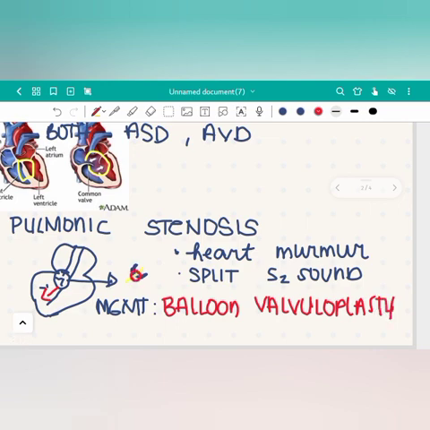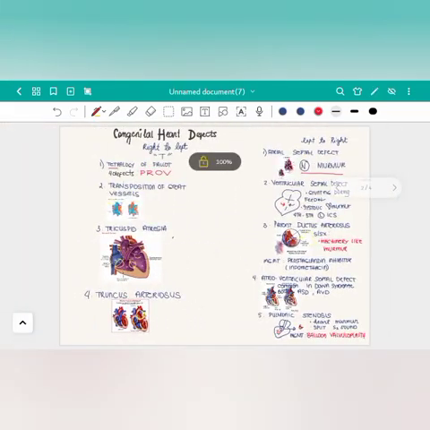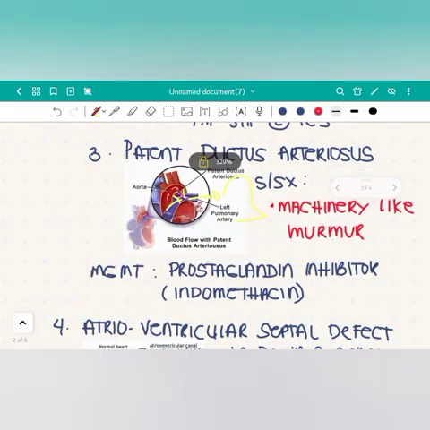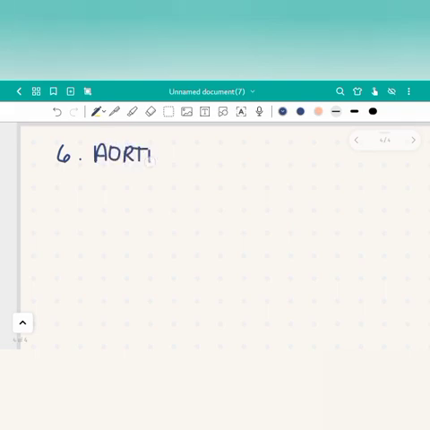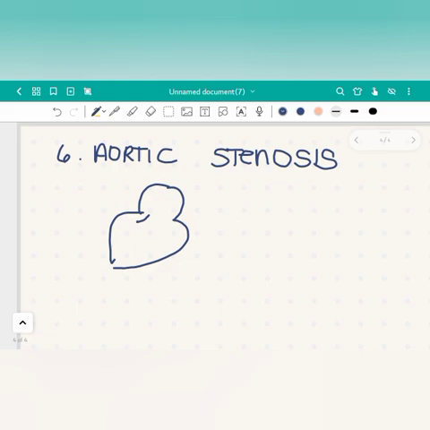So, the next one is the aortic stenosis. So, for example, this is the heart, and this is the aortic valve. Oh, sorry, this is not the aortic valve. This is the aorta, and this is the aortic valve. So, there will be a stenosis or narrowing in that aortic valve.